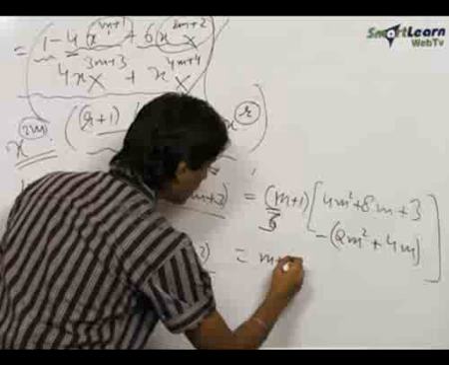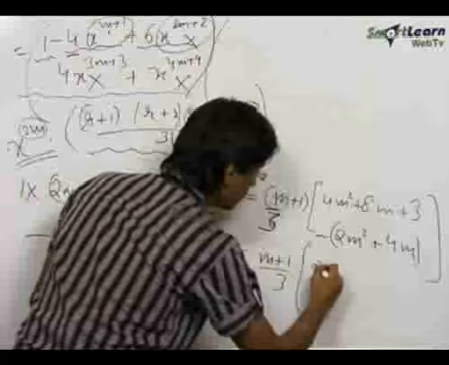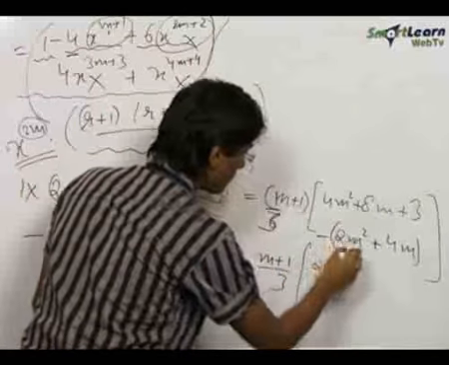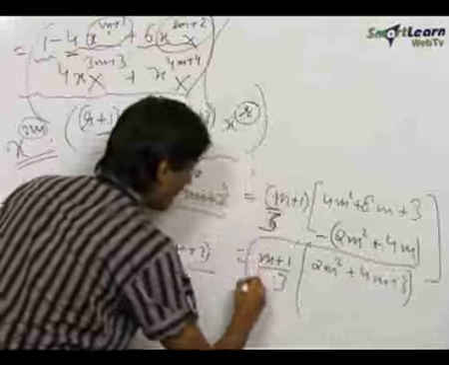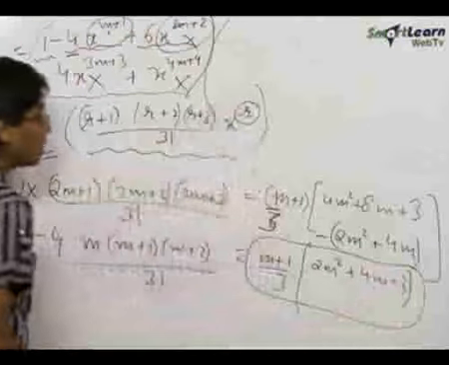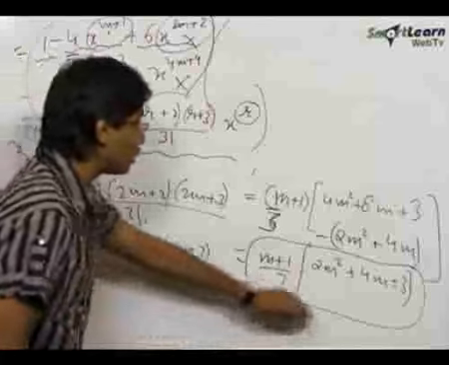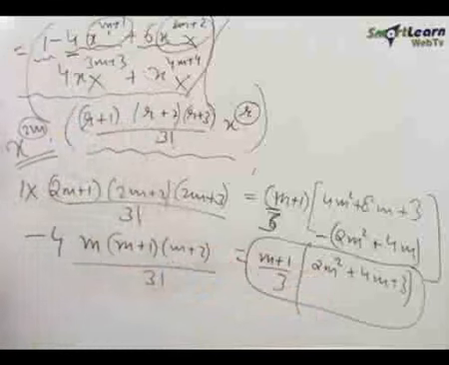This is equal to m plus 1 upon 3 into 2m square plus 4m plus 3, and hence our final answer comes out to be equal to m plus 1 upon 3 into 2m square plus 4m plus 3.